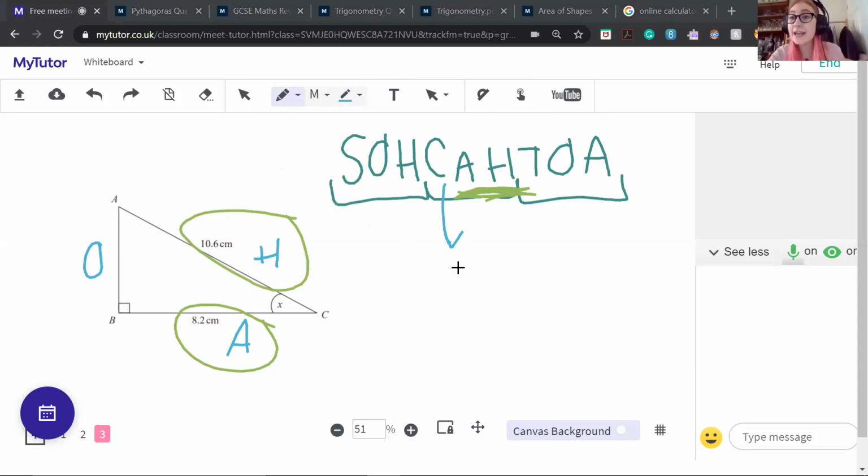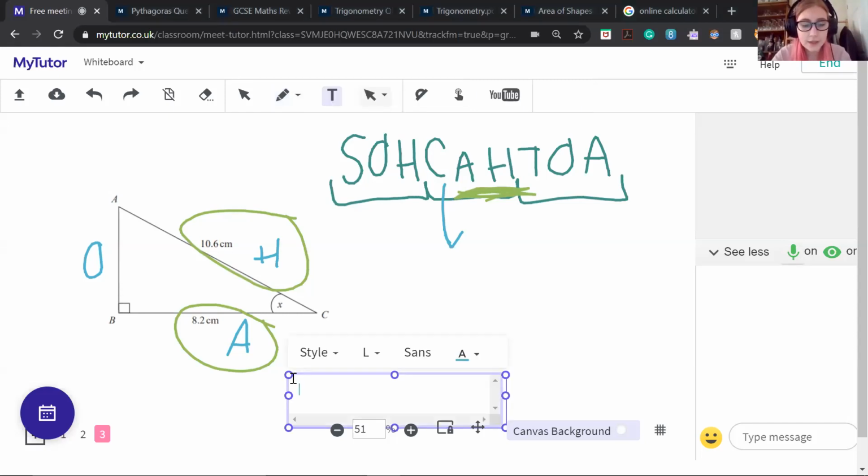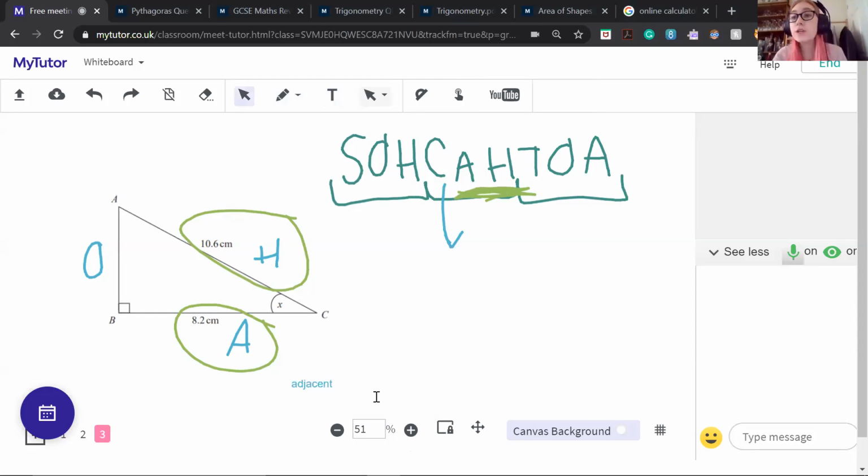Someone said, what's A? That's the adjacent. Let me write that out here. Adjacent. So next to, the one that's next to the angle. So now that we've chosen our trig function, remember we're going to do exactly what we did last time. We write out that equation in exactly the same way.